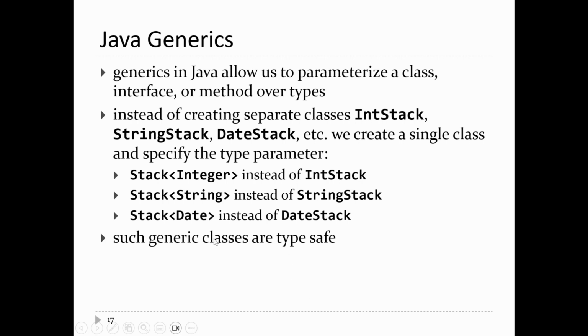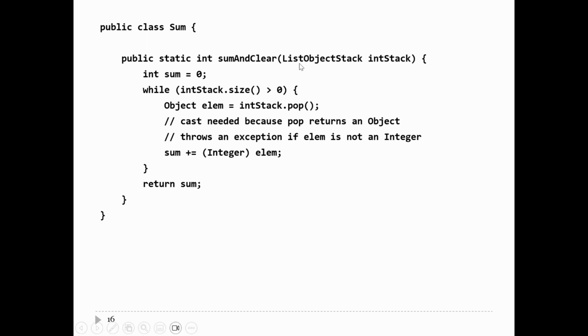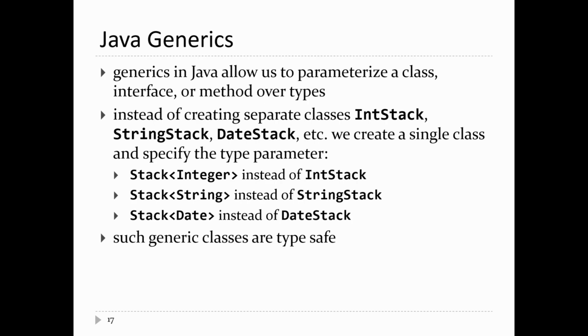Right? So these types of generic classes are type safe. If you change that from a list object stack to a stack of Integer, you know for sure that the only things on that stack are integers. And you don't need this cast anymore. And this will never fail because you've got some sort of illegal element type in your stack.